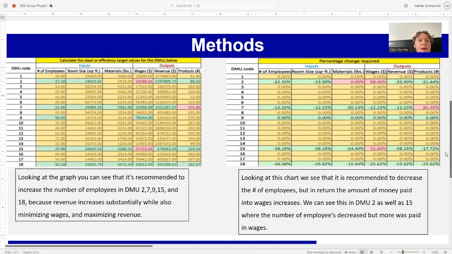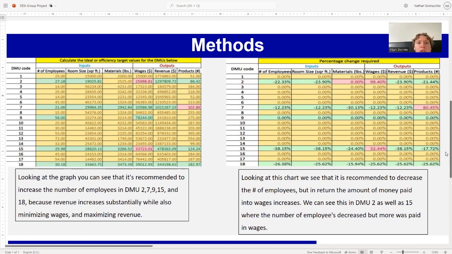So moving on to the methods, as you can see on the graph, it is recommended to increase the number of employees in DMUs 2, 7, 9, 15, and 18. That is because the revenue increases substantially while also minimizing wages and maximizing revenue.